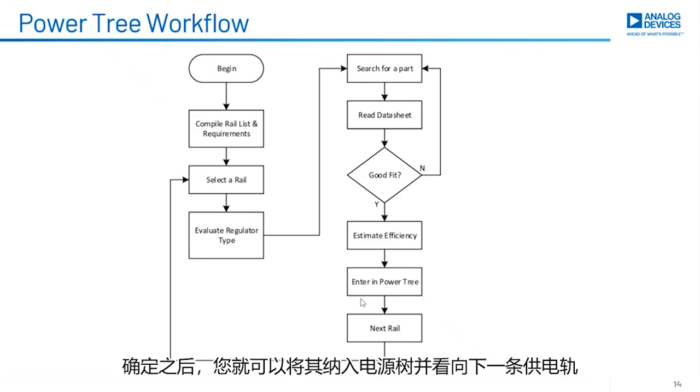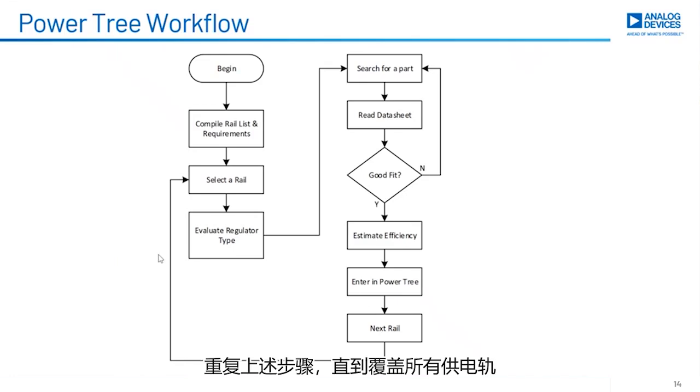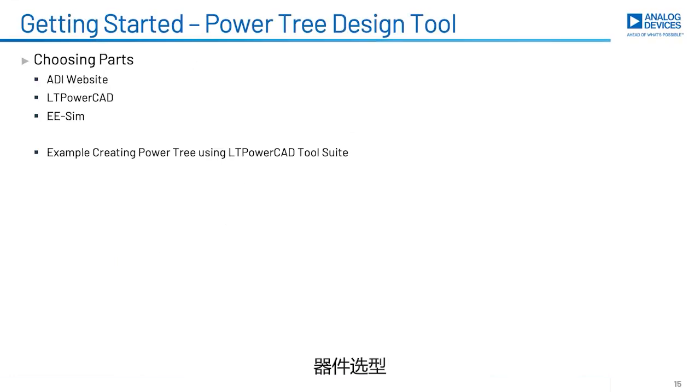Once you have that, you can enter it in the power tree and move on to the next rail. And you step and repeat until you've covered all the rails. Choosing parts. How do we go about that?